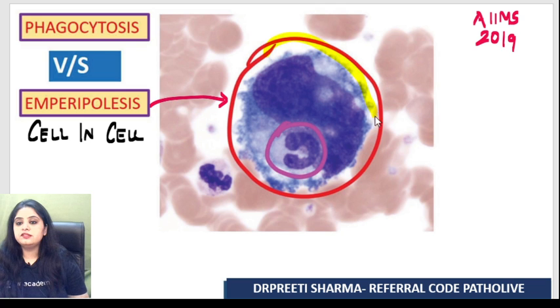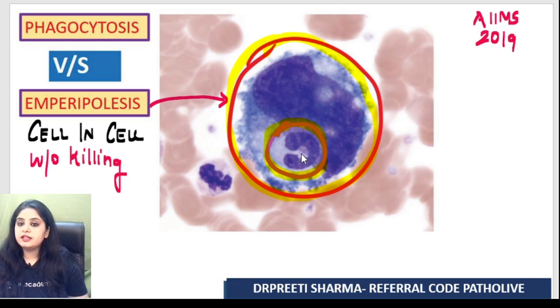You've got this big cell out here. So that's one big cell, and then there's a smaller cell inside it. So this is a cell within cell appearance. But then what's really interesting and important out here is that there is no killing. Only the cell is being engulfed. Only the cell is sitting inside. It's not that it is being eaten up. No, there's no killing that is happening.